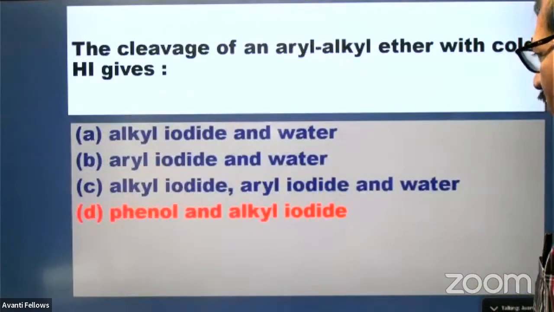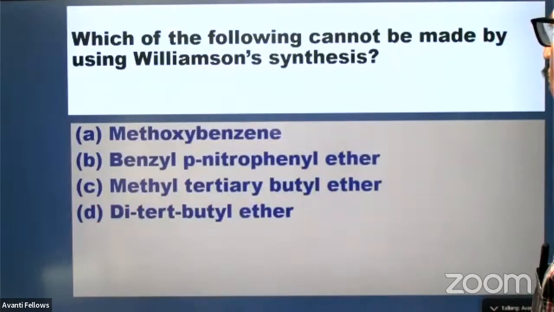Phenol and alkyl iodide. Alkyl iodide is used, right? Okay, hope you have understood this. Which of the following cannot be made by Williamson synthesis?